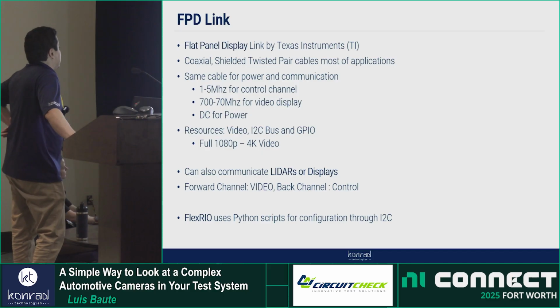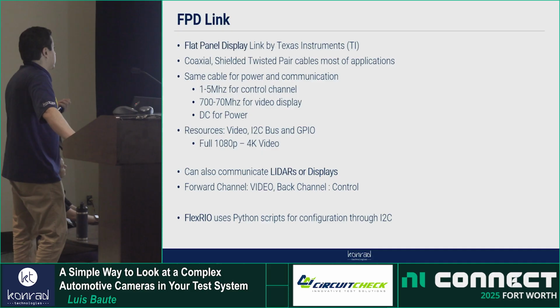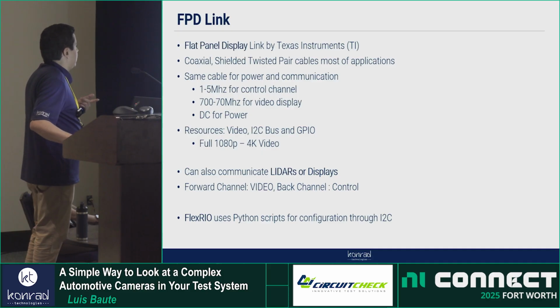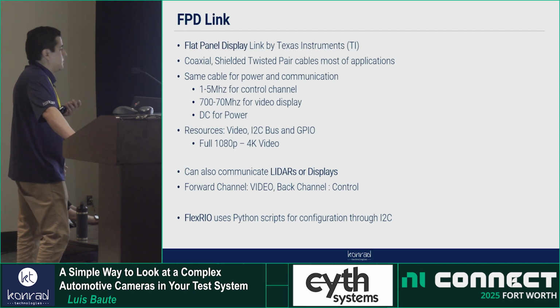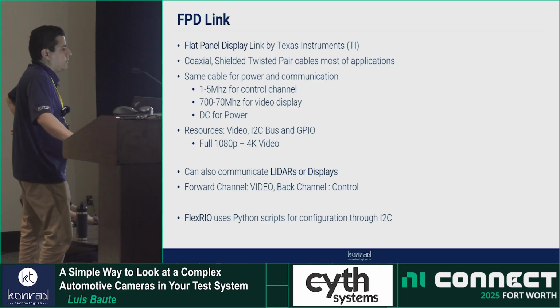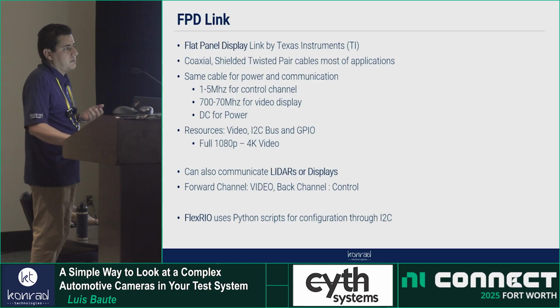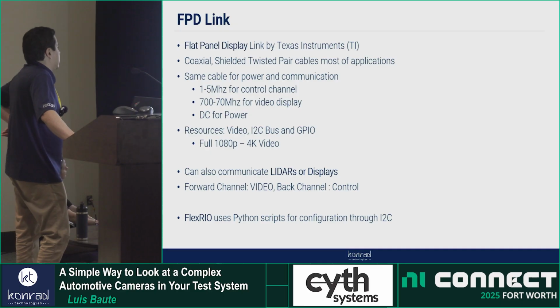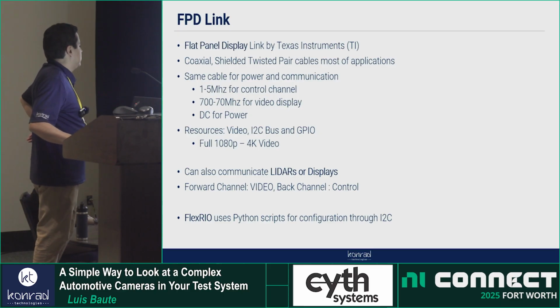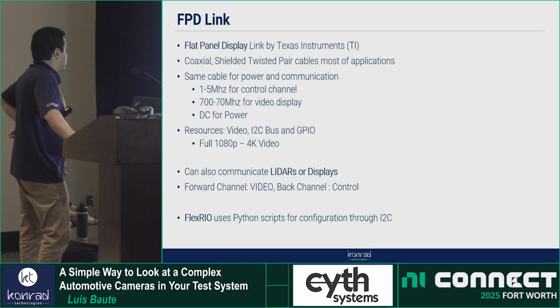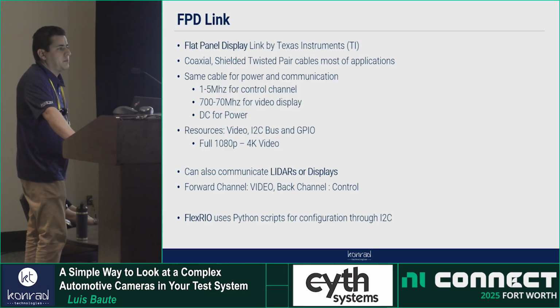To highlight a little bit what's going through the cable: we get the power over the cable, which is going to be DC. And then we get the video, which is going to be around 770 megahertz. And then the control channel, which is going to be between 1 and 5 megahertz. And that's how they achieve sending so much data, because it's just one single cable. We run these up to 4K video with no lag. And one important thing when moving into the FlexReal side is that at NI, we use Python scripts to program the cameras.